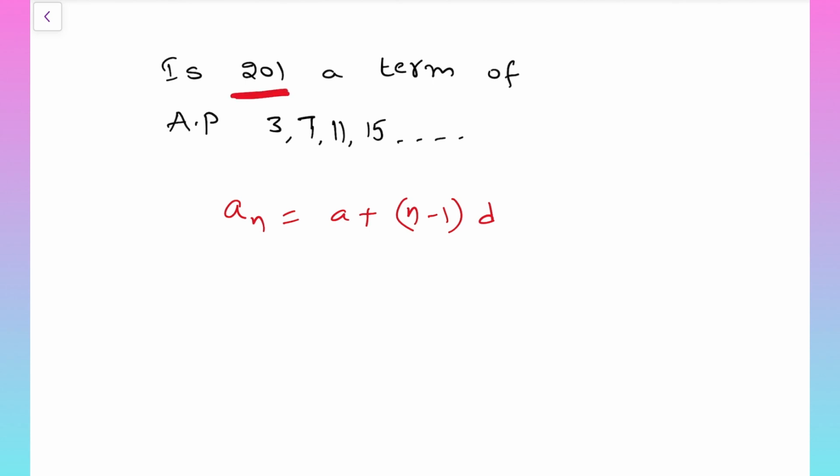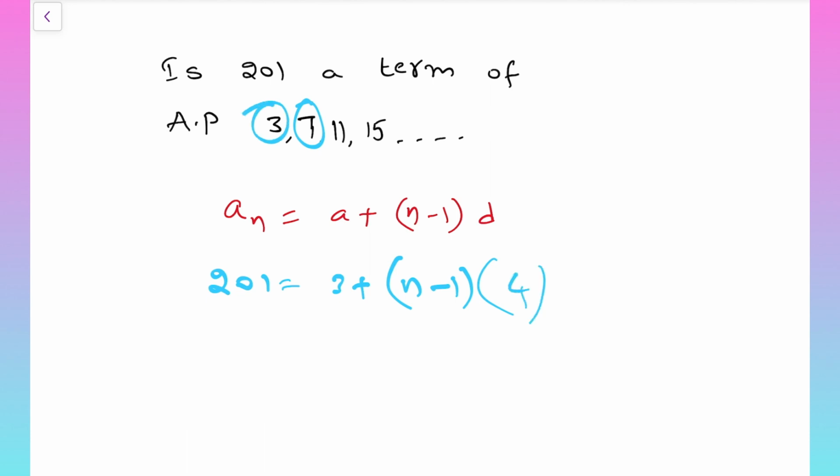201 he is asking, so that will become An value 201 is equal to A value first term, that is 3, plus N value. In the previous questions they gave N value, but in this one N value we need to find out. So N is an unknown number, write N as it is, minus 1 into D, common difference, that is second term minus first term. Here second term is 7, first term is 3. 7 minus 3, 4. So let us simplify this now.